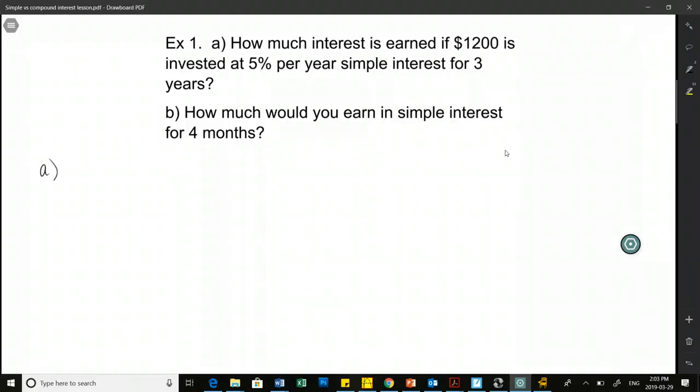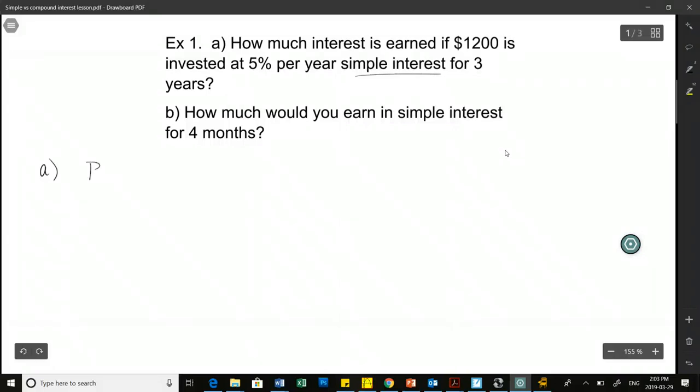Okay, how much interest is earned if $1,200 is invested at 5% per year, simple interest for 3 years? So you're either going to see compound interest or the word compounded, or you will see the words simple interest in there somewhere so that you know which one we're dealing with. This one is simple interest, telling me we're using the I = PRT formula that I just showed you above, for 3 years.